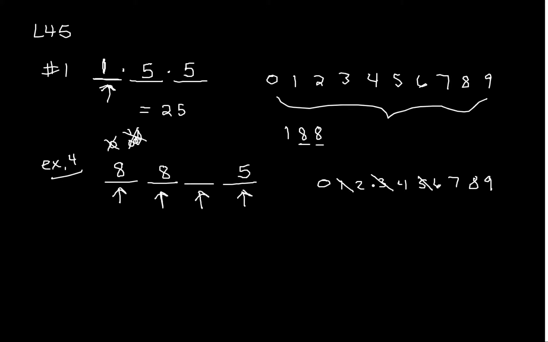And now we have 1, 2, 3, 4, 5, 6, 7. Because we can't repeat them, we have to cross them off. In the first one that we did, you can repeat them, so you don't have to cross them off. You can keep reusing them as much as you want. So you would multiply all these together, and you would get 2,240.